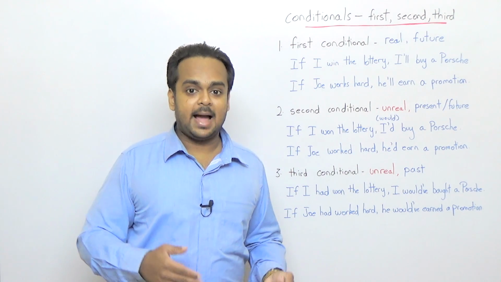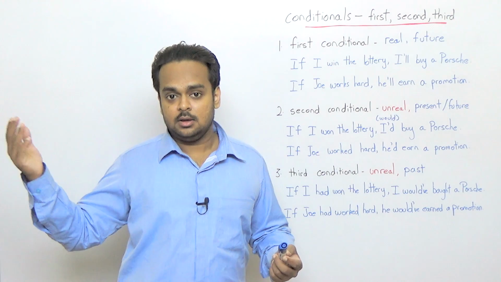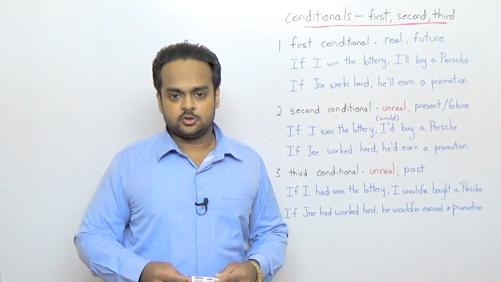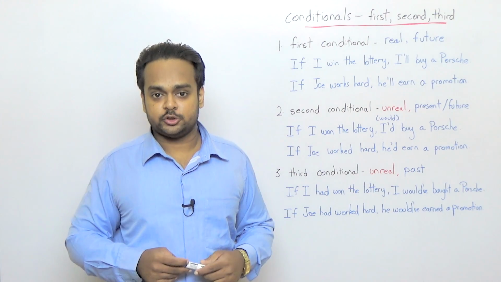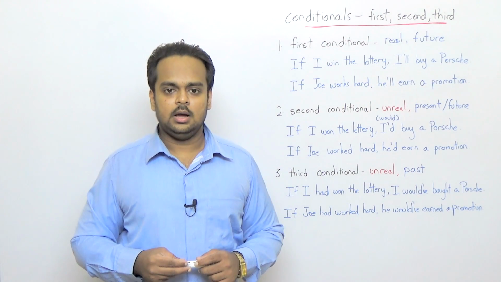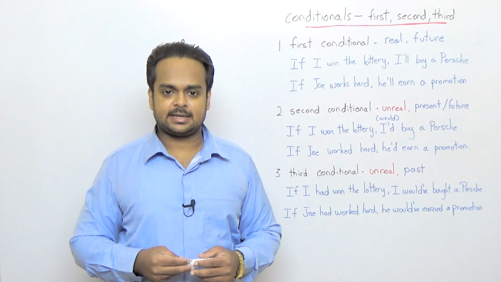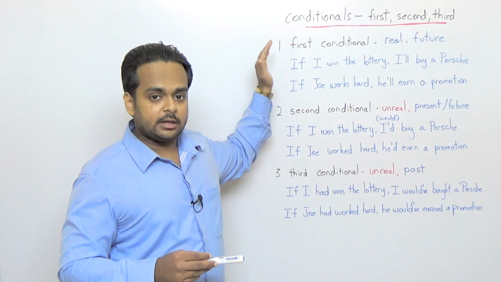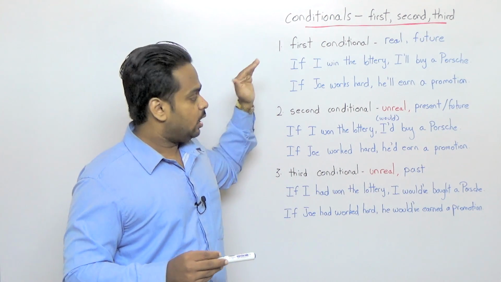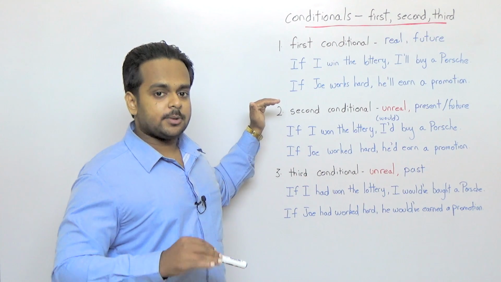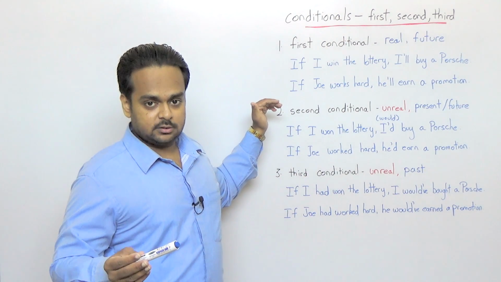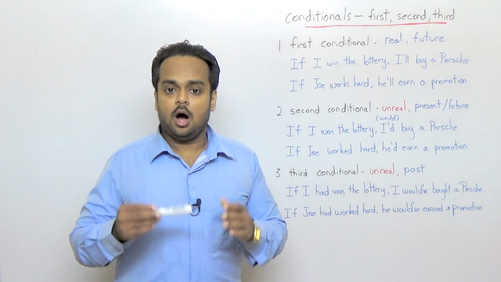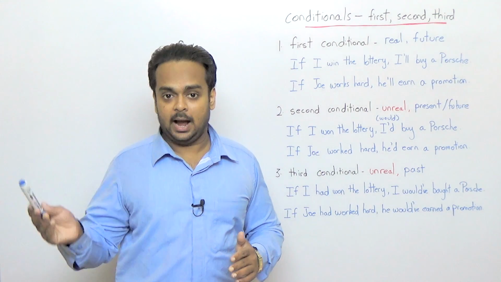So we're looking back at the past and we're saying, well, if Joe had worked hard, he would have earned a promotion. So he didn't work hard and no promotion for Joe. That's the difference between the first, second, and third conditional. Don't forget, the first conditional is used for real or possible situations in the future. The second conditional is used to talk about unreal or imaginary situations in the present or in the future. And the third conditional is used to talk about unreal situations in the past.